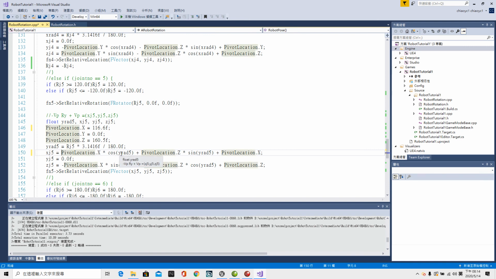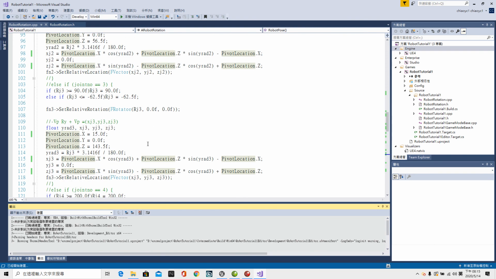Multiply cosine bracket y radius 5 bracket plus pivot location dot z multiply sine bracket y radius 5 bracket plus pivot location dot x, we have to change to minus, and at the last semicolon. And the ZJ5 equal to minus pivot location dot x, we have to change the minus to positive, multiply sine bracket y radius 5 bracket minus pivot location dot z multiply cosine bracket y radius 5 bracket plus pivot location dot z semicolon. Okay, control shift B and to check.